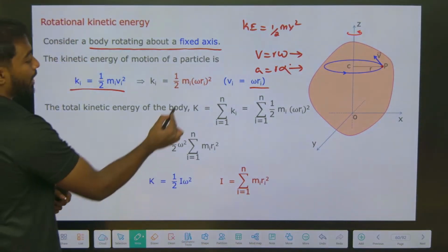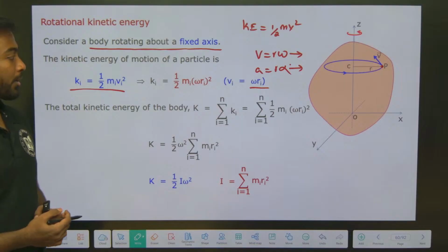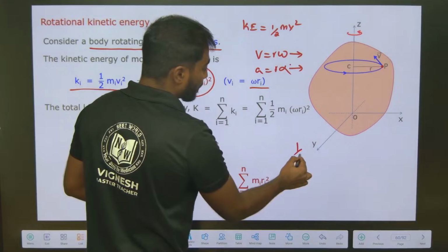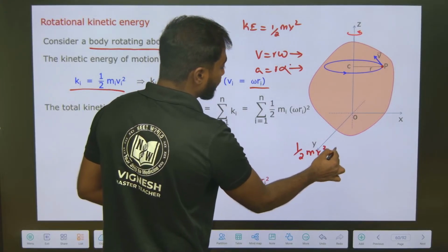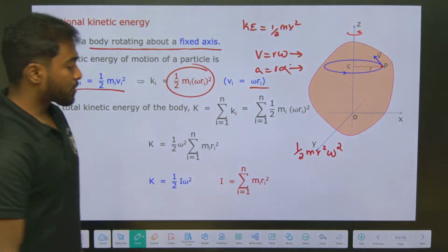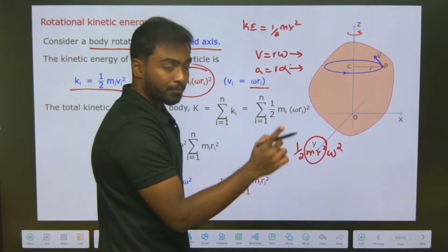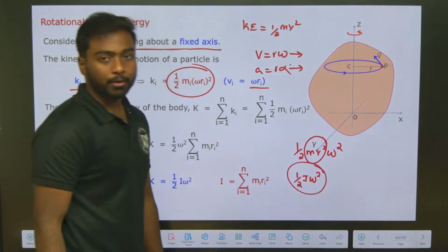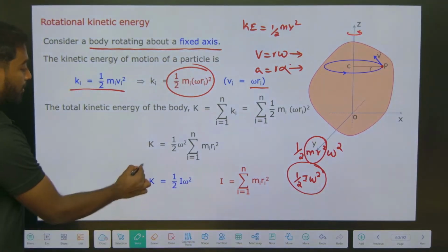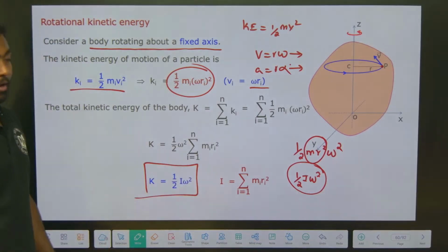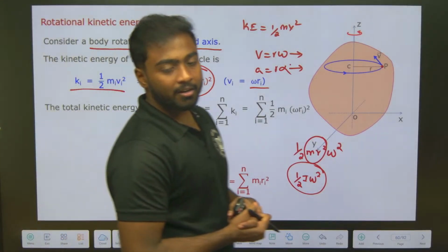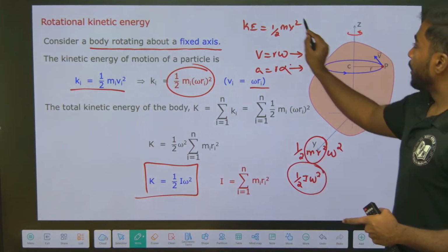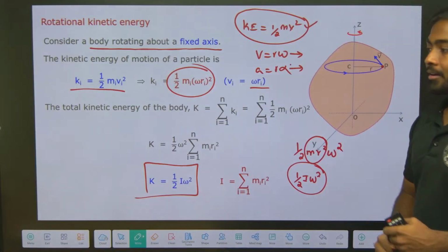Right now, so half m into omega r the whole square. When I expand this, it is 1 by 2 m r square omega square, right? So what is this m r square? It is the moment of inertia. Half into I omega square. Okay, so this is the formula. Half I omega square is the kinetic energy in rotational motion. Half m v square is the kinetic energy in translation.